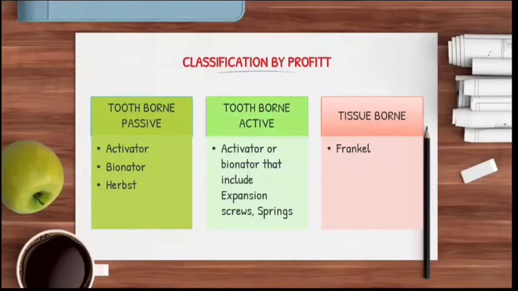Tooth-borne active: these are modifications of the activator or bionator that include expansion screws and springs. These provide intrinsic force for transverse and anterior-posterior changes. And the last one is the tissue-borne appliance. These are mostly located in the vestibule and have little or no contact with the dentition. An example is the Frankel appliance.